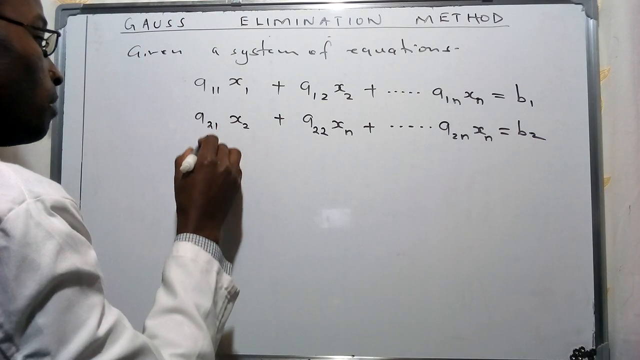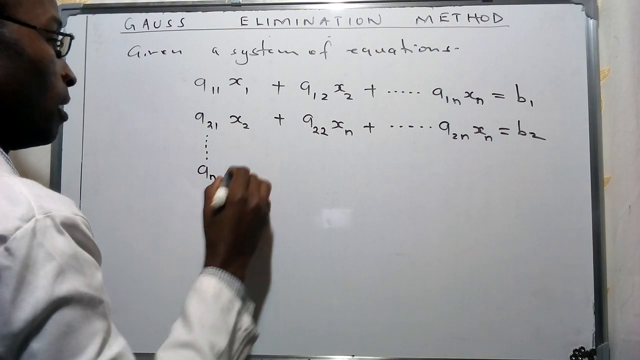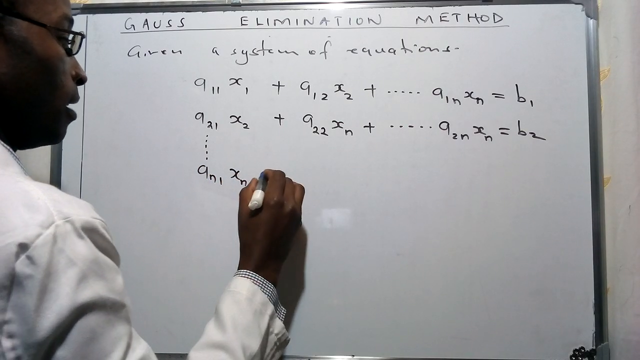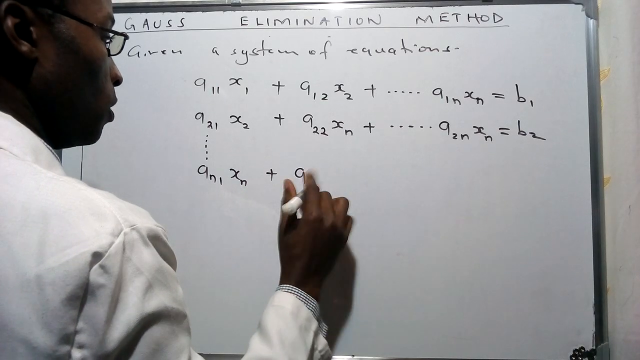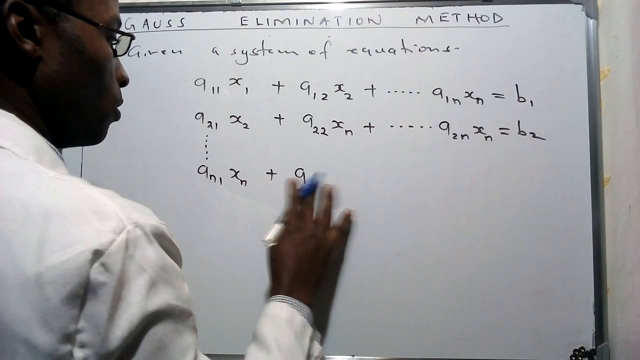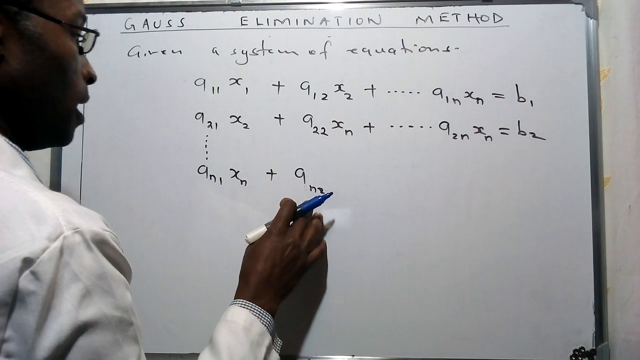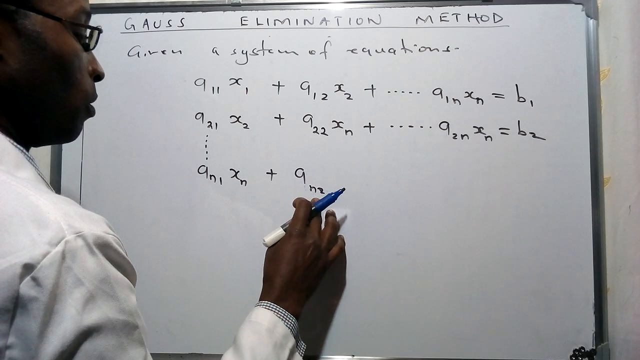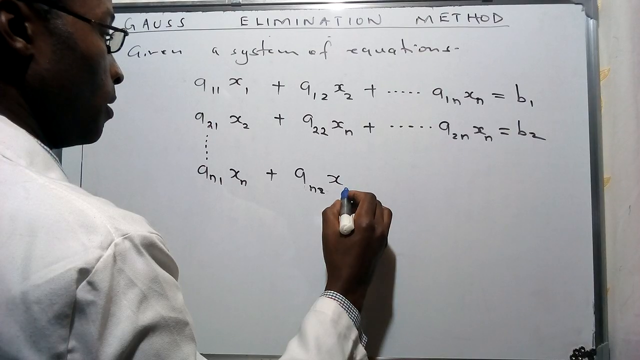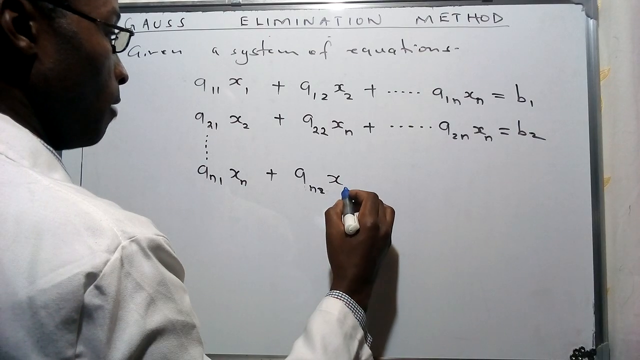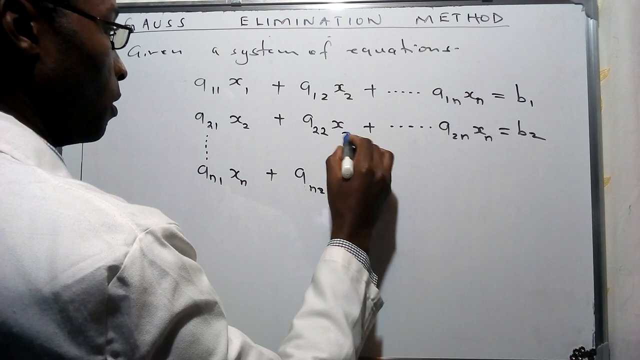So this equation can be given for a range of variables in terms of x1 up to xn. And this is going to be a2n. So this is going to be an2, which implies that we have this in terms of the nth row and the second column. We shall have x raised to the power of 2, given as such.